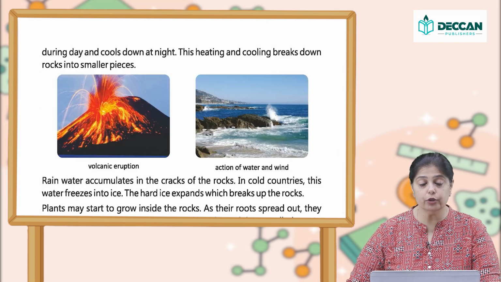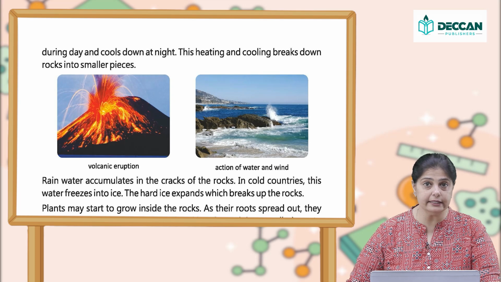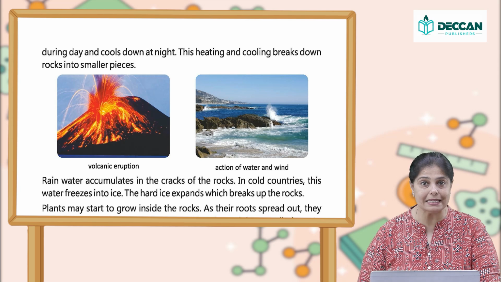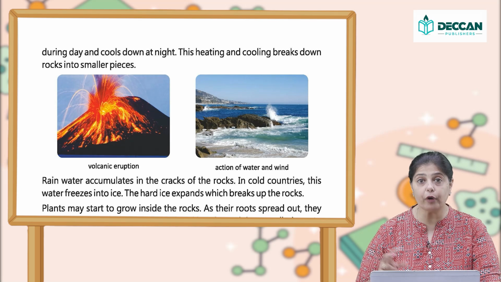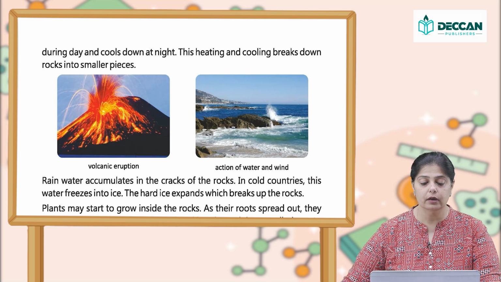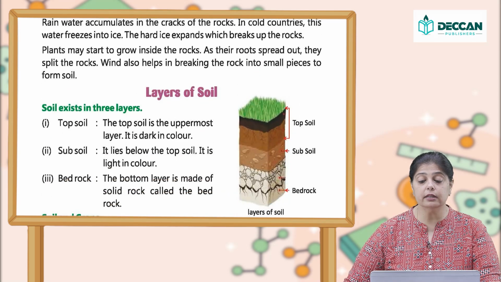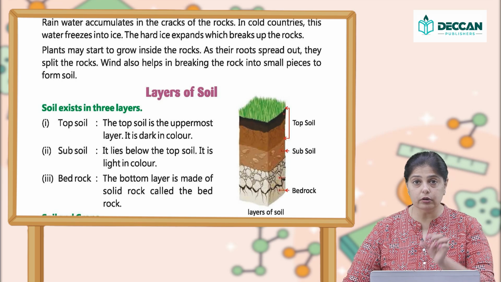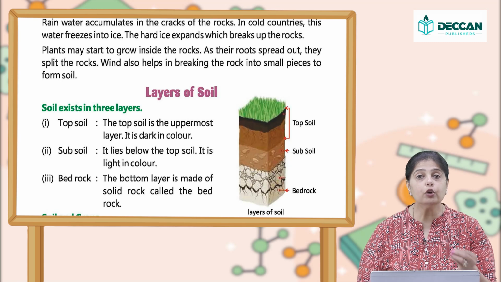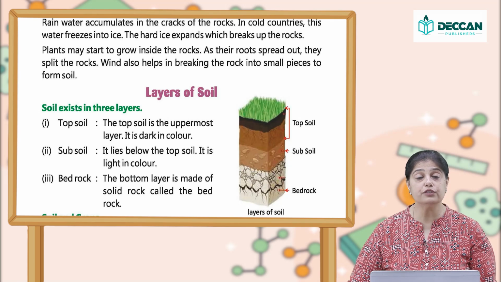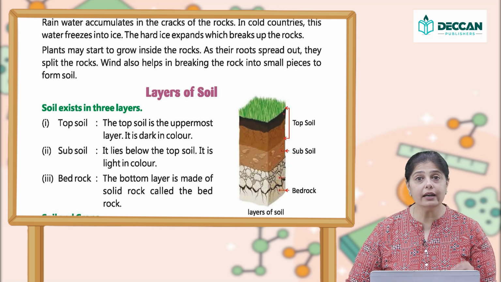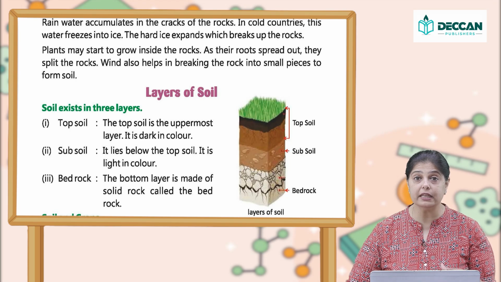Rocks get heated during the daytime and they cool during the night time. This heating and cooling breaks down rocks into smaller pieces. Rainwater seeps into the cracks of the rock and gets accumulated there. In cold countries, this water gets frozen and turns into ice. The hard ice then expands, which breaks up the rock.